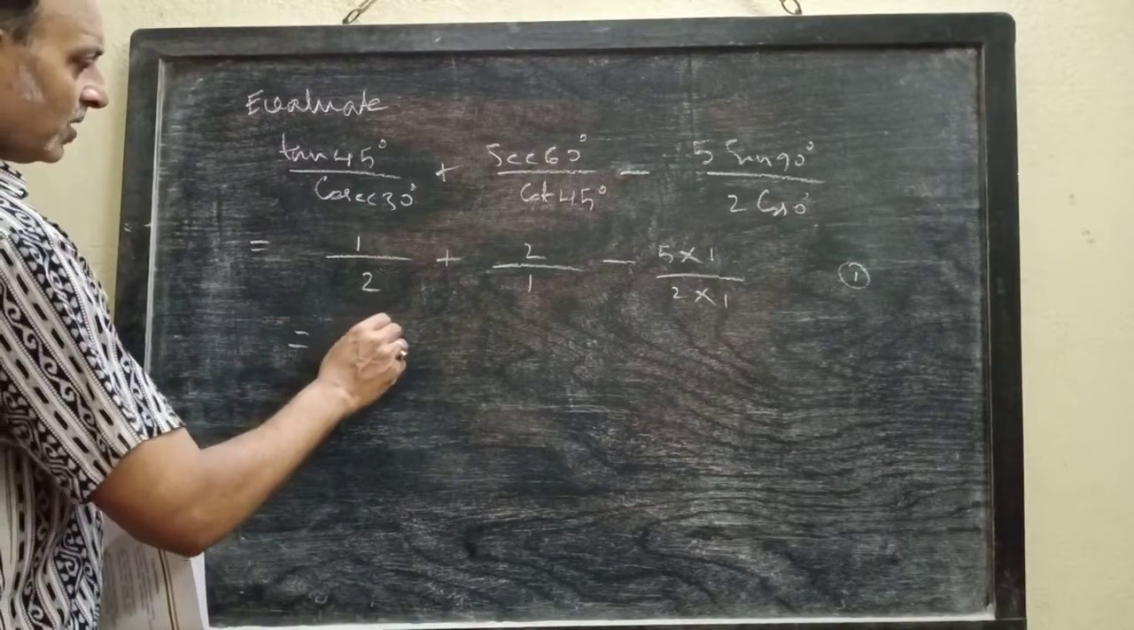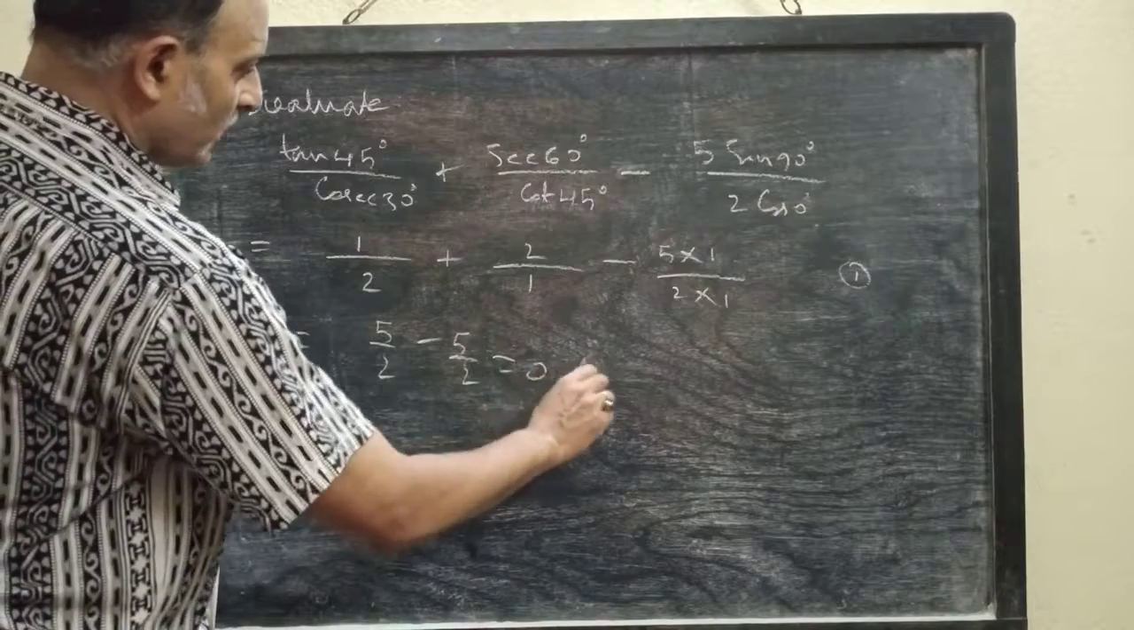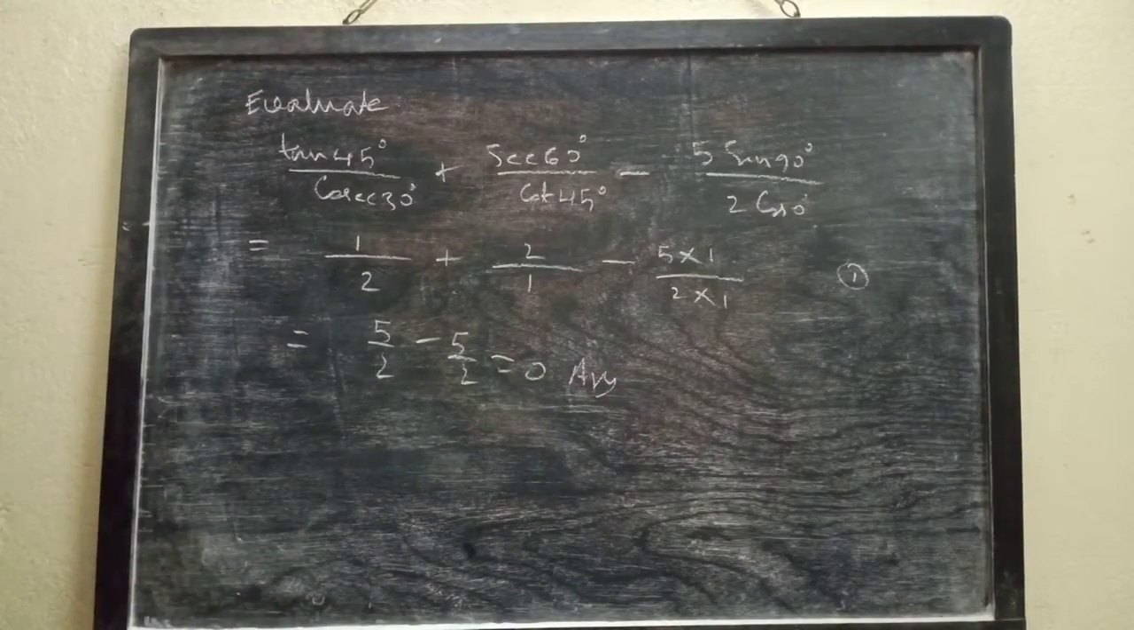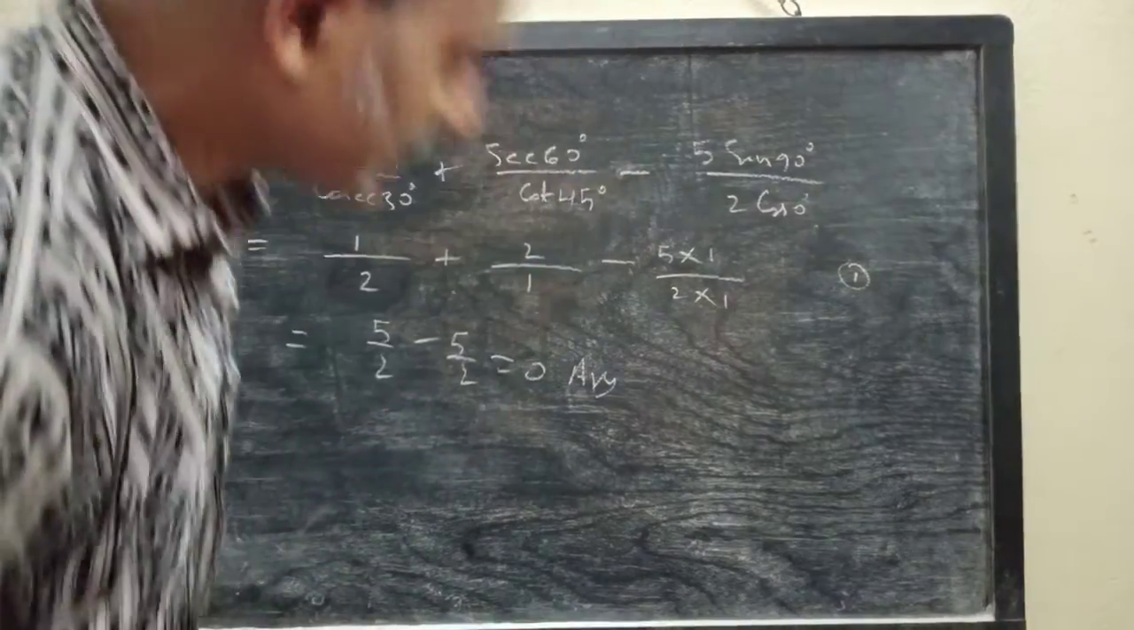Now 2 plus half, this is 5 by 2 and this is 5 by 2. So ultimately you will get the answer 0. Very easy problem, this type of problems. Next.